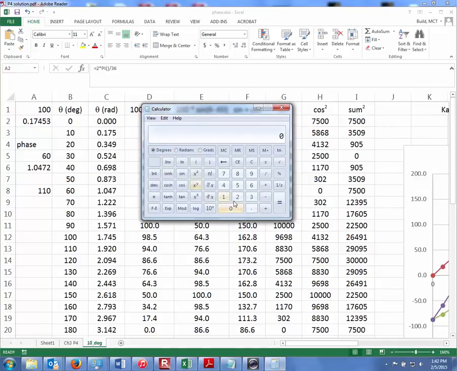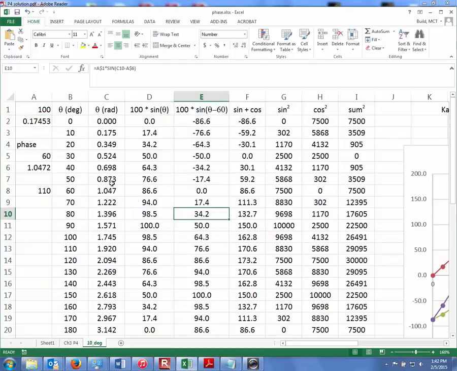Well, let's see, 2 times, maybe there's a pi on here, times pi equals, divided by 36 equals 0.17453. There it is. So all I've done is taken a circle and chopped it up into 36 parts. And the reason I did that is so I could make a nice little graph for myself. All right.